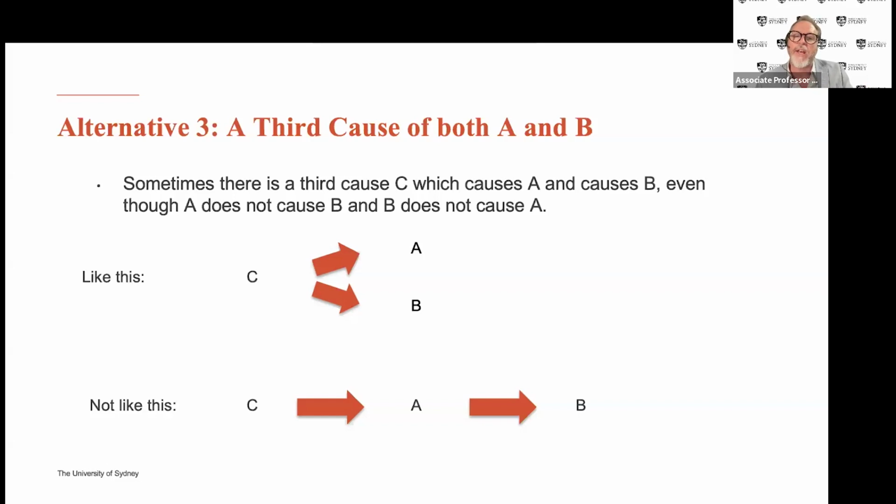So just to be clear, we're not talking about something like that bottom diagram on the screen where C causes A and then A causes B. We're talking about a branching causal structure. Now, here are some examples to help you understand this idea. Remember, this is a possible explanation of why A might be correlated with B, even though A does not cause B.